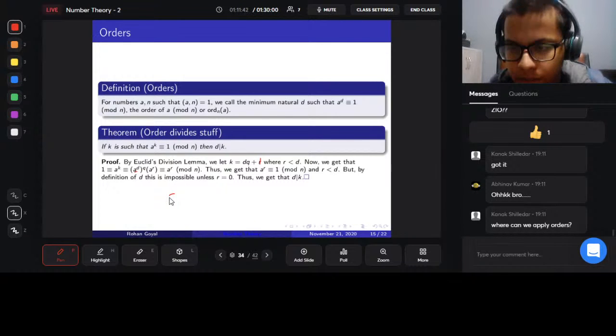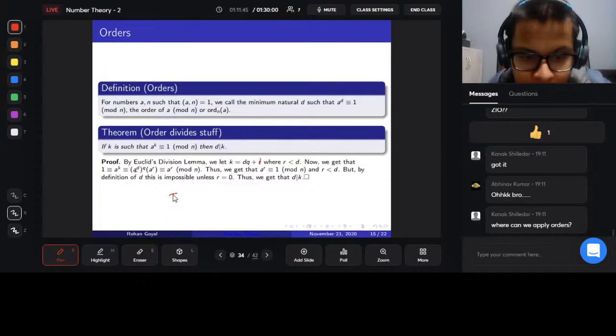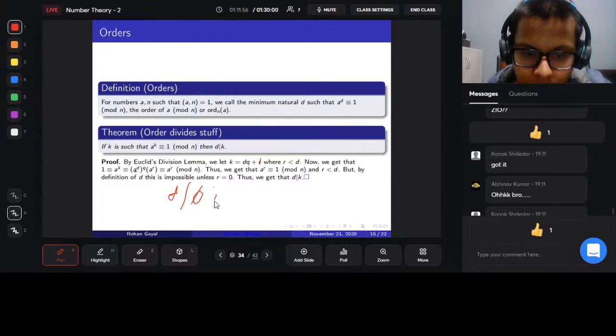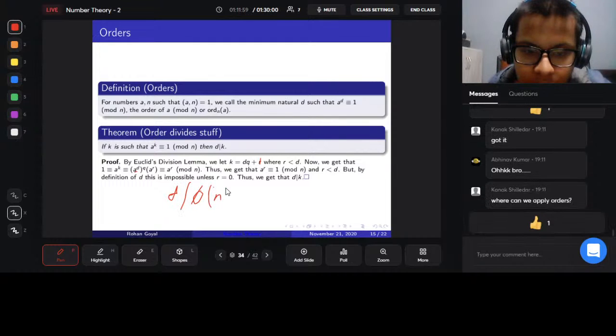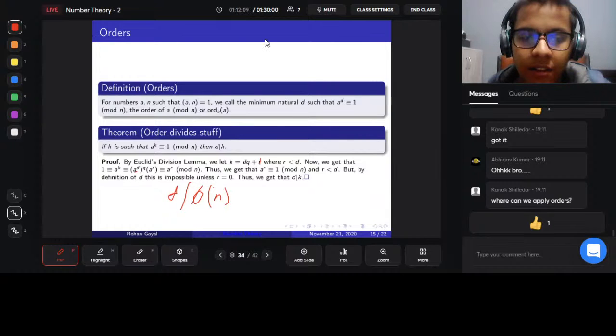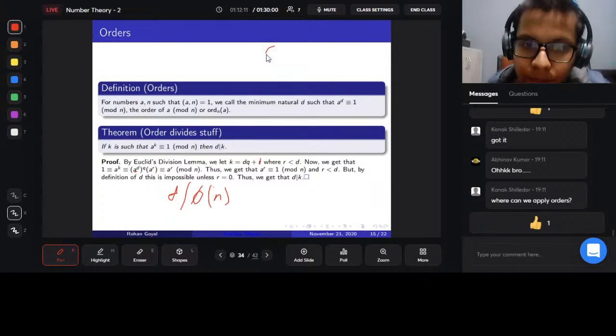Don't worry. So d, which is the order, will always divide phi of n, because we have a to the phi of n is congruent to 1. So we have d divides phi of n, which is obviously very nice. In case, for example, let's say n is p, then we have d divides p minus 1.